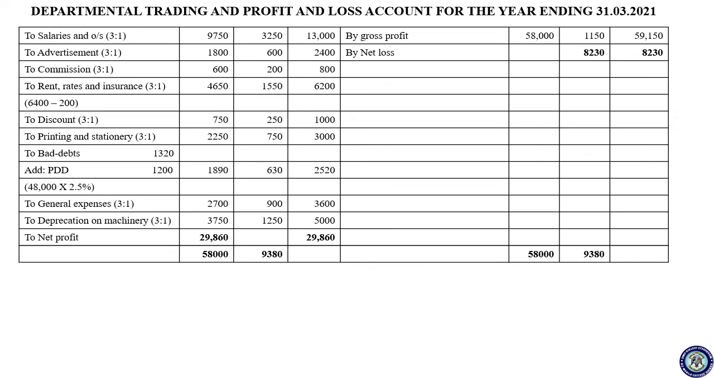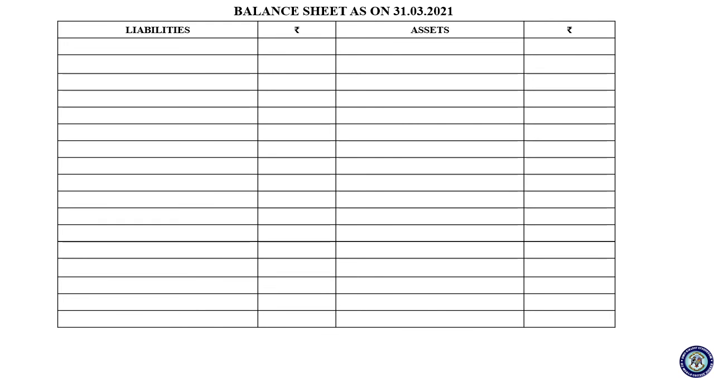Okay, so net profit you have to add to the capital, net loss you have to deduct from capital. So you can do the total column. Department A and B you add and write in the total column on both sides. After that you draw the lines for the balance sheet, that is balance sheet as on 31st March 2021.